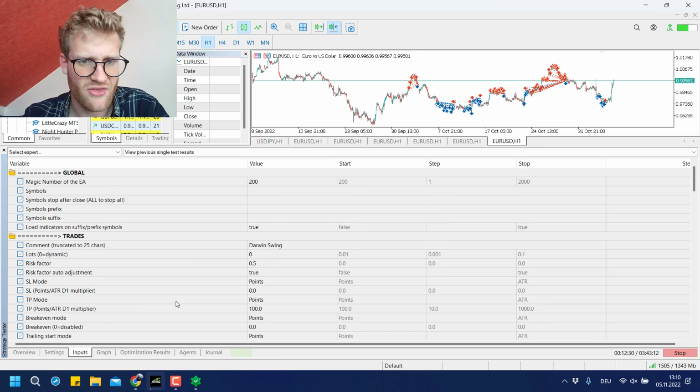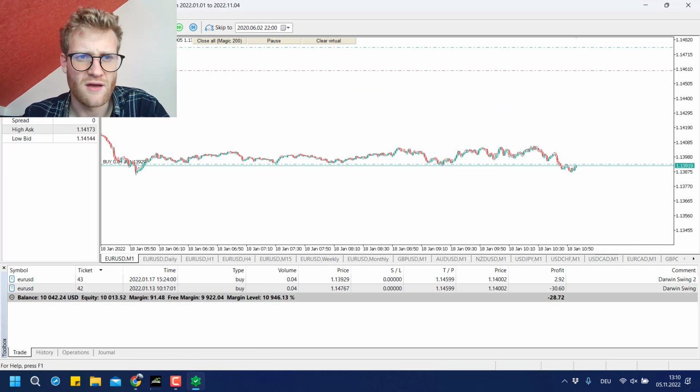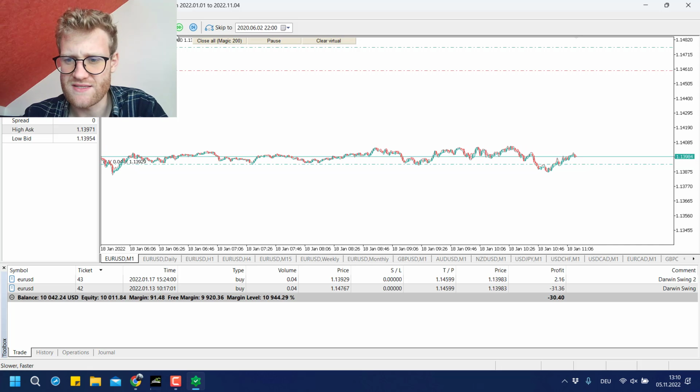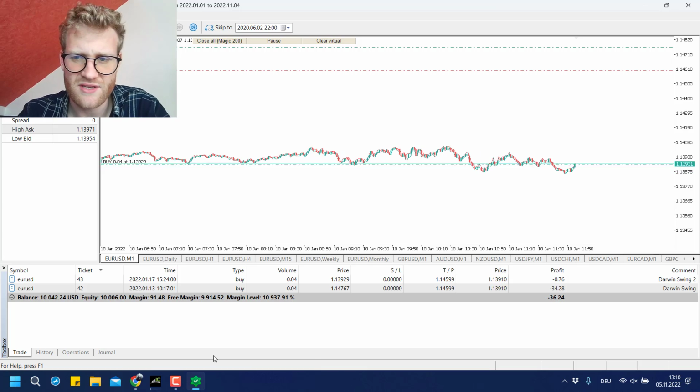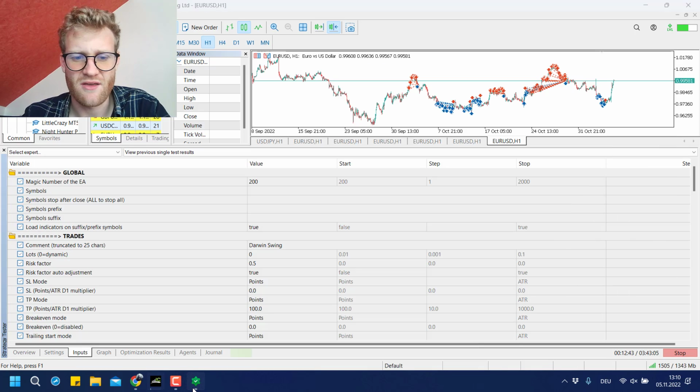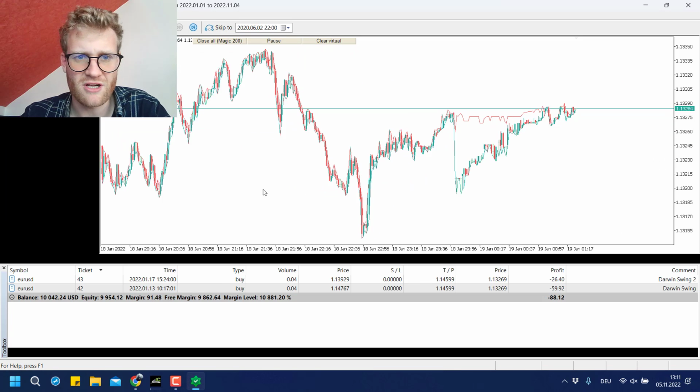I do not think that we have a setting for this grid distance, but I'm pretty sure it has to be bound to some kind of indicator or something like this. So let's wait until we see a third trade or until we hit the take profit. I mean, there's not a lot to see here.